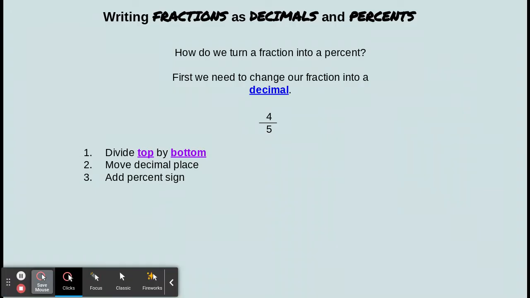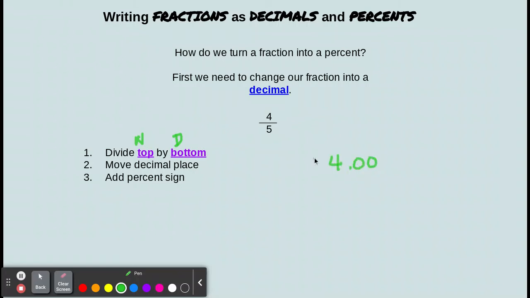Okay, now we are going to write fractions as decimals and percents. But the first thing we need to do is remember how to turn a fraction into a decimal. Okay? First thing, change the fraction to a decimal. And how do we do that? Thinking back to a few chapters ago, that is divide the top by the bottom, or divide the numerator by the denominator.